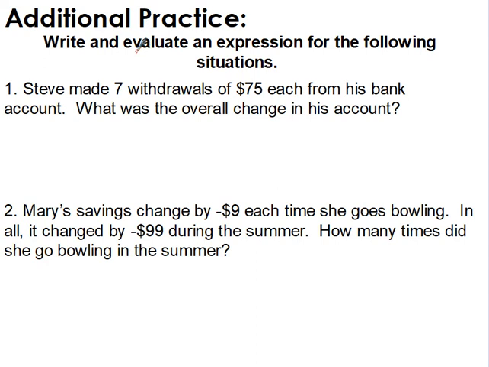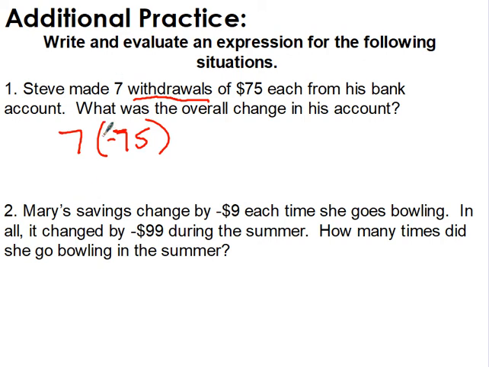Okay. Now, we're going to write and evaluate some expressions for a couple word problems here. Steve made 7 withdrawals of $75 each from his bank account. What was the overall change in his account? He's making withdrawals, which is when you're taking money out of your bank account. So when we're withdrawing money from our account, we count that as a negative value, negative $75. And he's doing it 7 different times. So it would be 7 times negative 75.